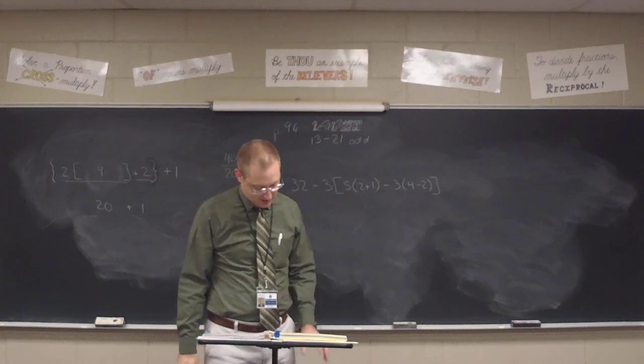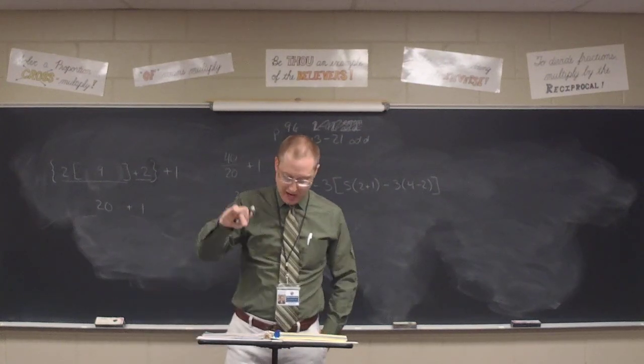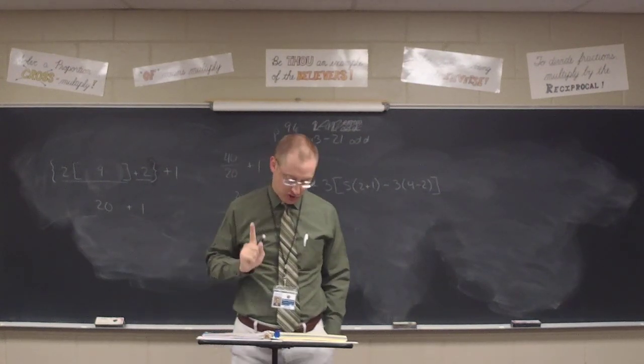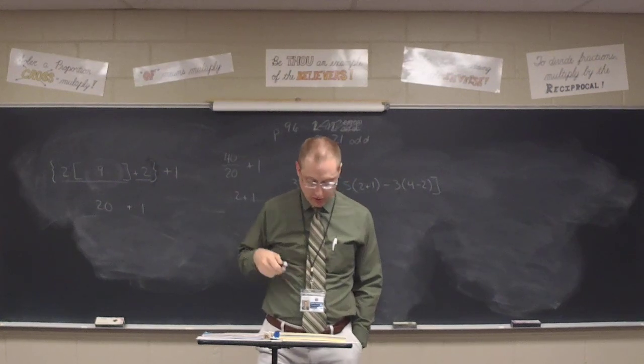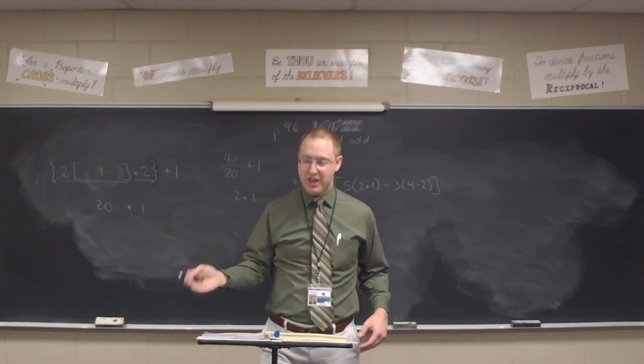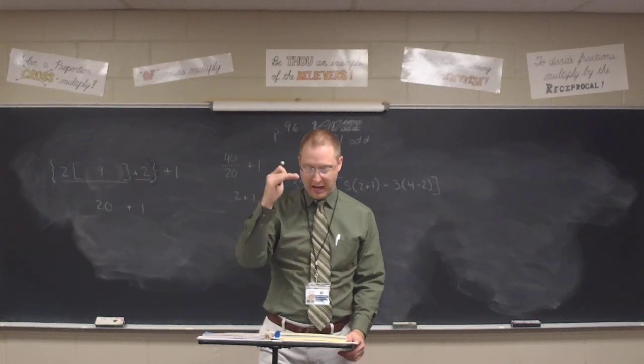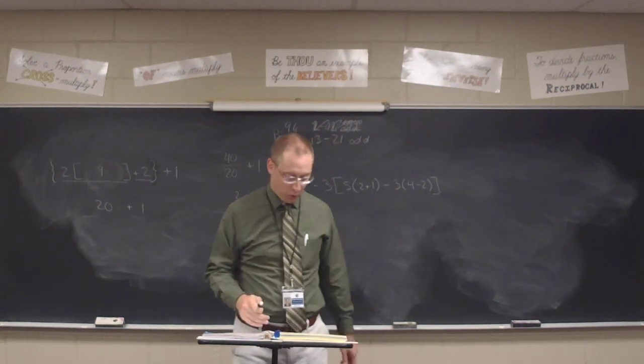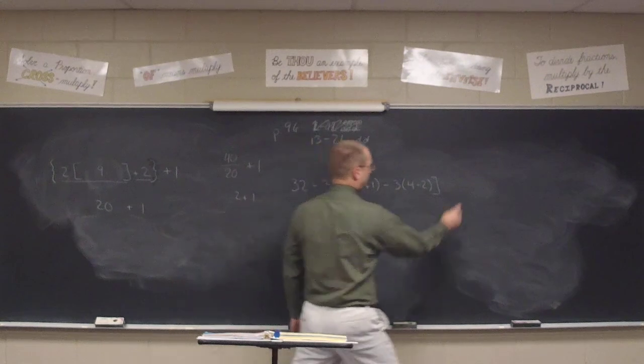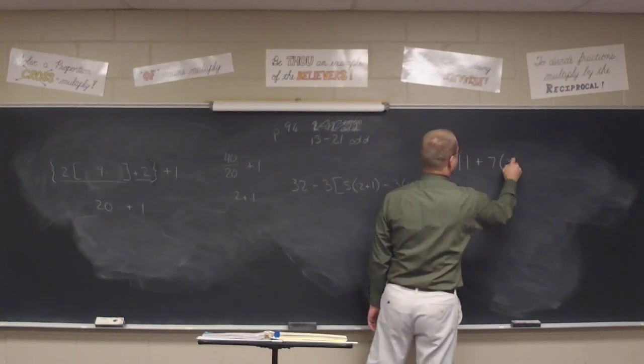All right, number 19. Again, above the fraction bar, that is a grouping symbol. The first thing we've got to do is multiply the 4 times 4 to get 16. Then add the 6, 22. And then finally, we can take 22 divided by 2 to get 11. So that whole thing becomes an 11. So we really have 11 plus 7 times 3.